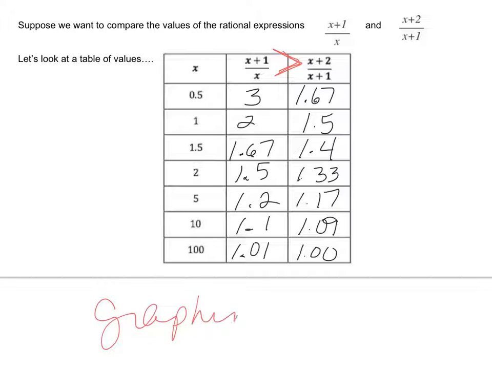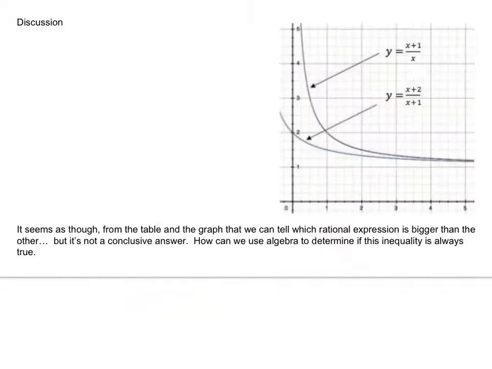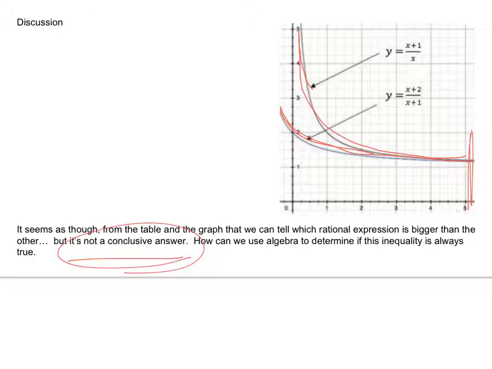We said last slide that graphing might be an option. I would do this with my graphing calculator, not by hand, and I've got a picture of it on the next slide. If you look here at the graph, it seems from the table and the graph that we can tell which rational expression is bigger than the other, but it's not a conclusive answer. How can we use algebra to determine if this inequality is always true? x plus 1 over x always seems to be bigger than x plus 2 over x plus 1, but we're still not conclusive because we've only checked a very small set of x's.